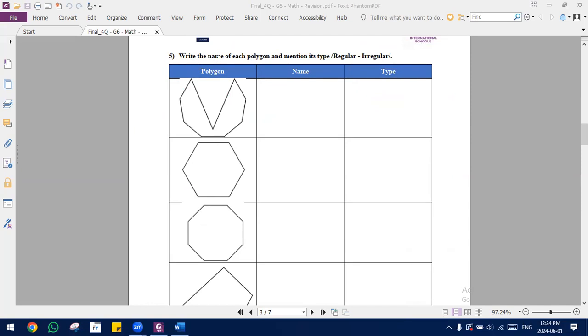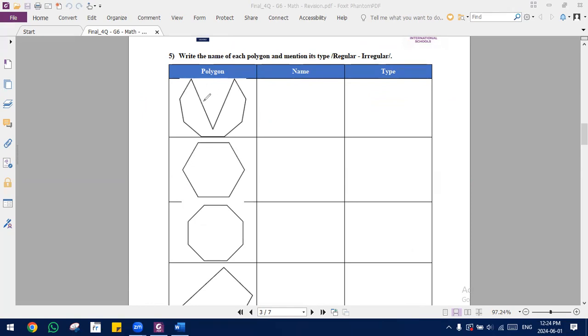Question 5. Write the name of each polygon and mention its type. Is it regular or irregular? Okay, when we say regular, it means all sides are equal and angles are equal too. Okay, how do we name the polygon? According to the number of sides.